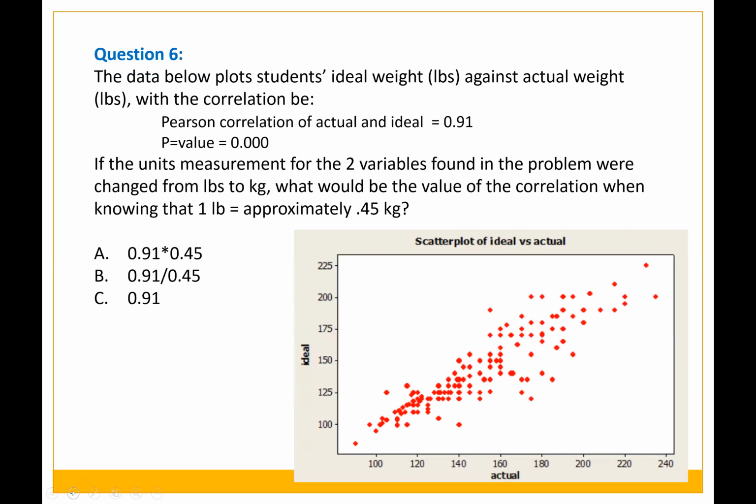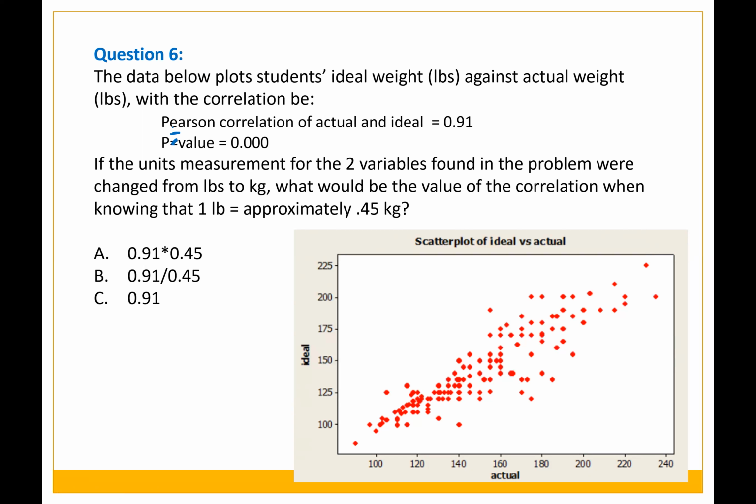Now question 6, again, stop me if you want to work on it. The data below plot students' ideal weight in pounds against actual weight in pounds, with the Pearson correlation being 0.91 and p-value 0. If the units measured for the two variables were changed from pounds to kilograms, what would be the value of the correlation, knowing that 1 pound is approximately 0.45 kilograms?